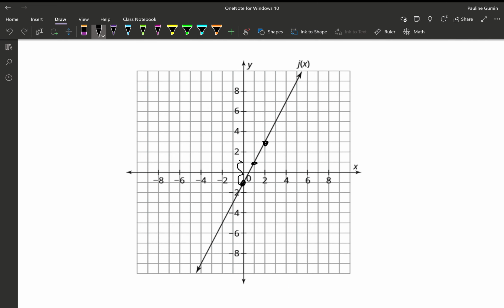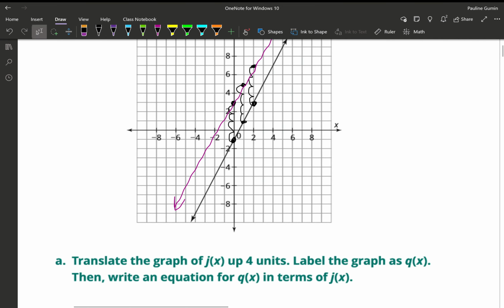1, 2, 3, 4. New dot. 1, 2, 3, 4. A new dot. 1, 2, 3, 4. And another new dot. Let's draw the line. Okay, we're pretending this is straight. I bet there's some tool I can use, but I'm lazy. All right, so what are we calling this one? q of x?